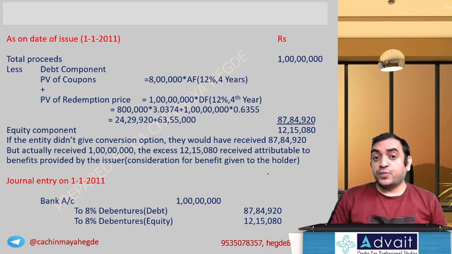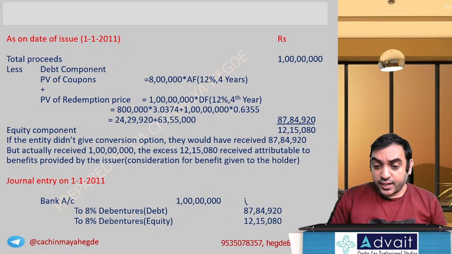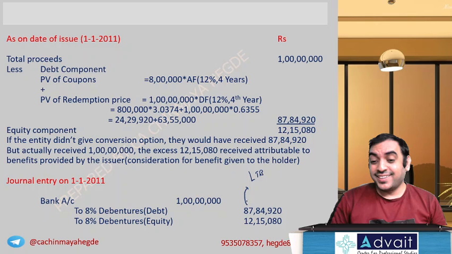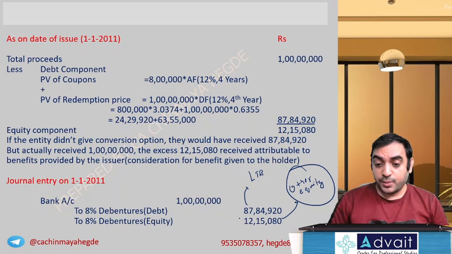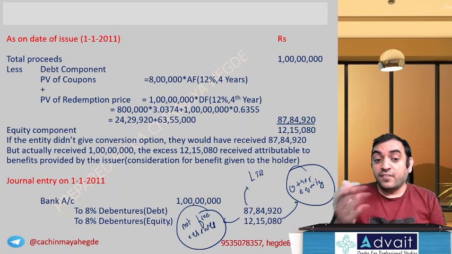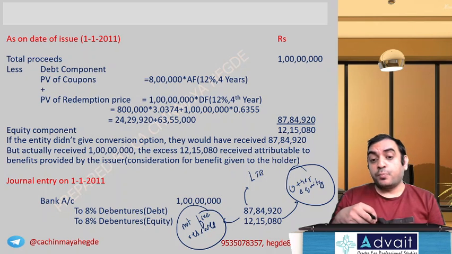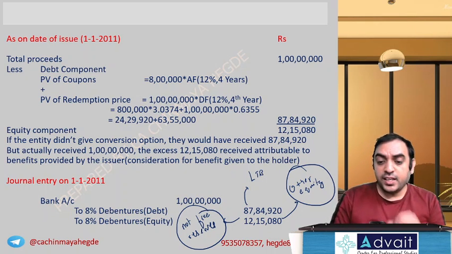And where will you transfer to in the balance sheet? 87,84,920 will go to long term borrowings, non-current liabilities. And where will 12,15,080 be transferred to? This will be transferred to your other equity, reserves and surplus. It will be shown under other equity, and it is not a free reserve. Keep it in mind. Only when debentures are closed, that equity component would be available, and then you can use it for other purposes. Till then, it is not a free reserve.